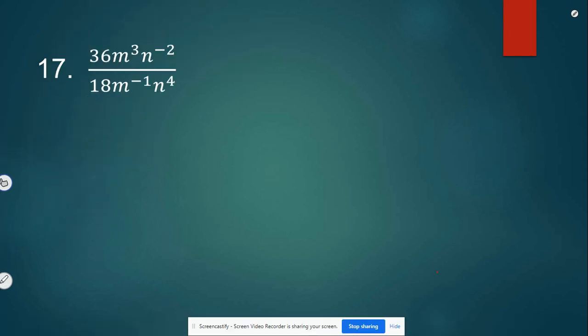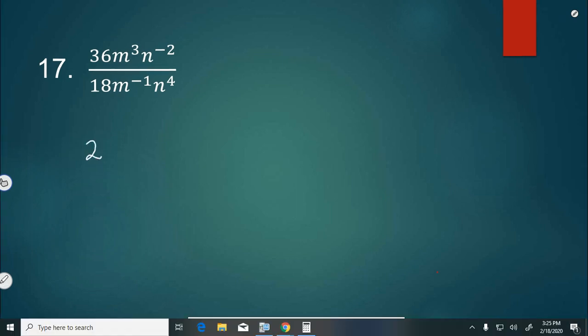All right, number 17. Now I want to simplify. Well, 36 divided by 18 is 2. Then m to the 3rd over m to the negative 1st is 3 minus negative 1. So it would be m, remember this becomes plus, so it's 3 plus 1 to the 4th. And that makes sense because 3 is 4 more than negative 1. And then n, we have negative 2 minus 4, and that's negative 6, which makes sense because 4 is 6 more than negative 2. Then I can rewrite it so I have everything as positives. So it would be 2m to the 4th over n to the 6th.